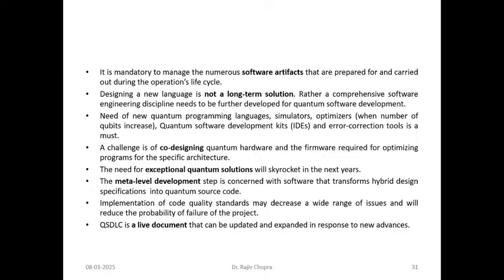New languages are required for this, and some new IDEs are required, because designing a new language is actually not a long-term solution. A comprehensive software engineering discipline is required for quantum software development. You have to manage numerous software artifacts that are prepared for carrying out this operation. Exceptional quantum solutions will skyrocket in the next few years to come, and QSDLC is a live document that can be updated and expanded in response to new advances.